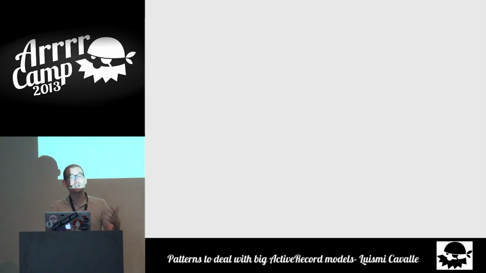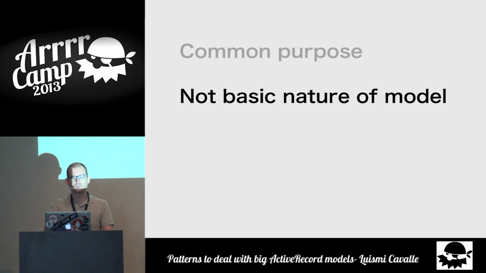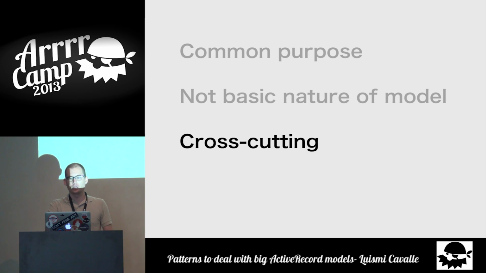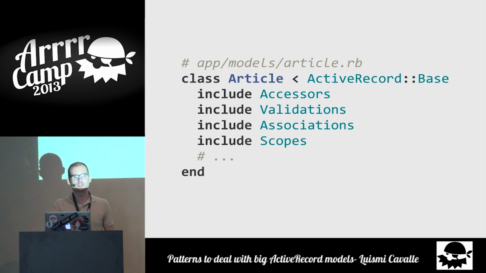In that regard, there are a few guidelines that we can follow. First, we should put together the data access and the domain logic that serves a common purpose. We will see examples later. Second, we should put in a concern only logic that is not part of the basic nature of the model. Third, what we put in the module should represent a cross-cutting aspect of the domain. It should have potential for reuse. And finally, we will normally name the concern after a domain concept, after a concept that any user of our application can understand. Let's illustrate this with a couple of examples.